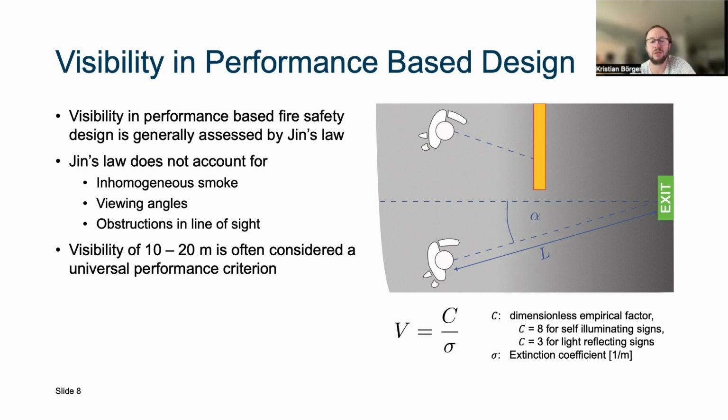So before introducing the next library here at this point, the FDS VisMap Python package, I want to say some words about the assessment of visibility and performance-based design in general. Performance-based design for visibility in case of fire usually still relies on Jin's law, which was empirically derived from experiments with people looking through a glass window at exit signs, and then seeing at what smoke density, at what extinction coefficient from the smoke an exit sign or a visual target can still be perceived or seen by the participants of the study.